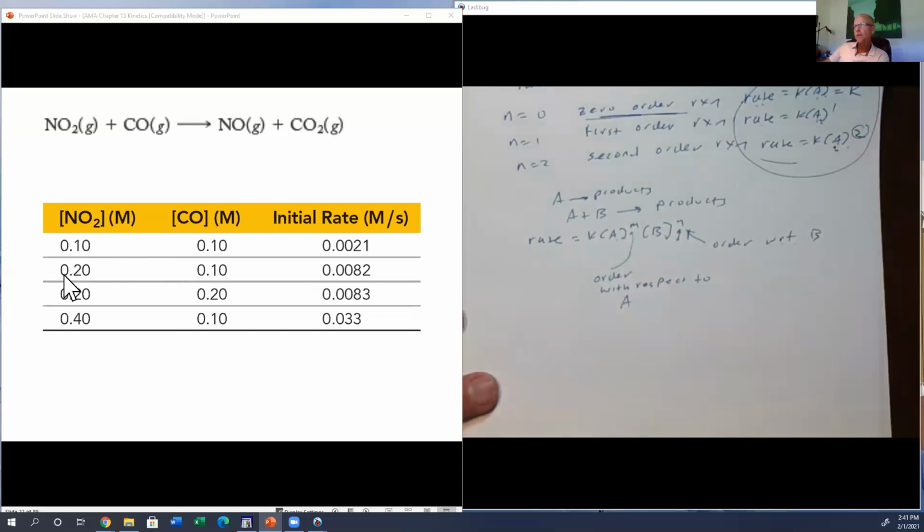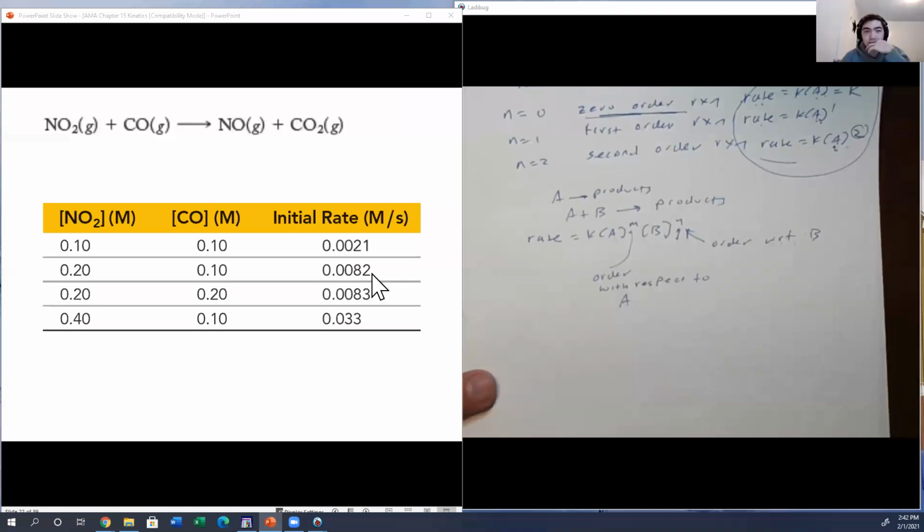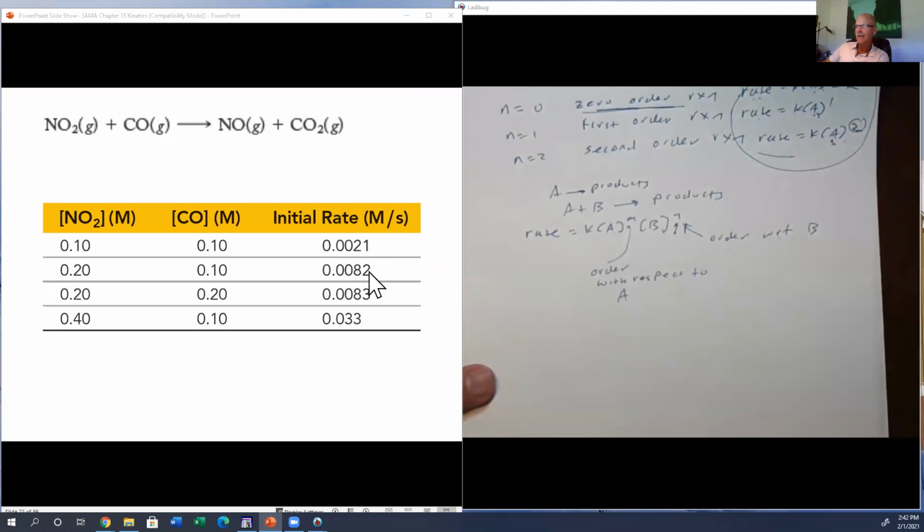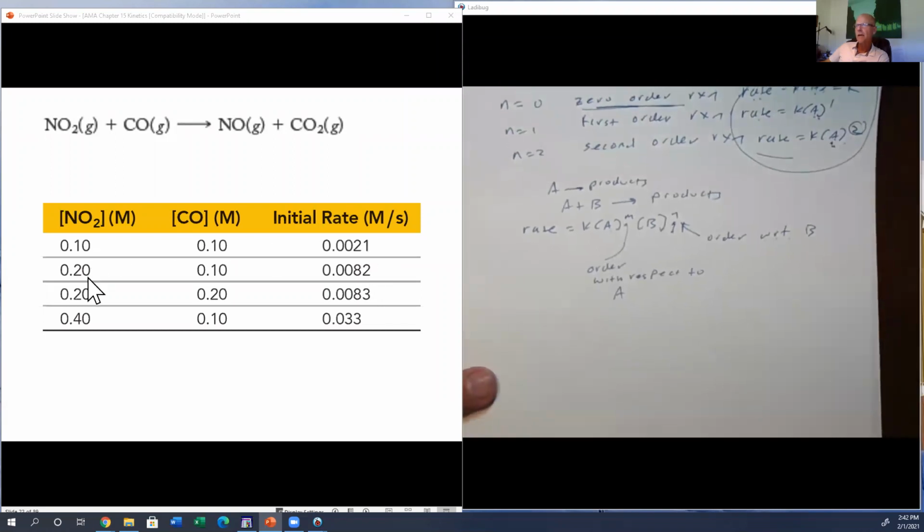Notice that from experiment 1 to experiment 2, NO2 concentration doubled, right? CO concentration didn't change. What did the rate do? Quadrupled, more or less. Quadrupled, right? There's going to be a little bit of experimental error in these measurements, right? Because these are experiments that you do in the lab, and so they're not always going to be exactly perfect, right? But notice, I doubled this, I didn't change this, and this quadrupled. So what can you tell me?